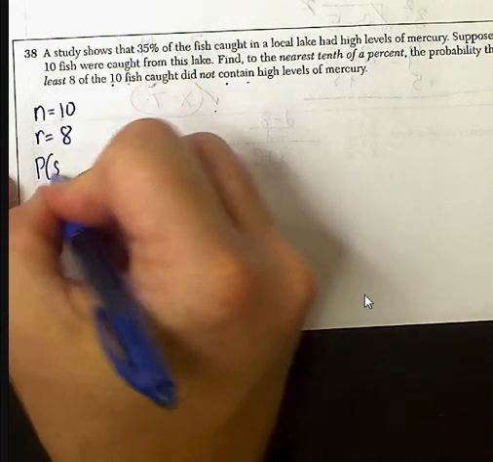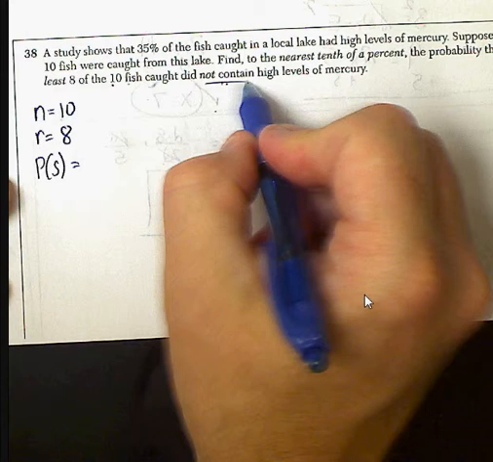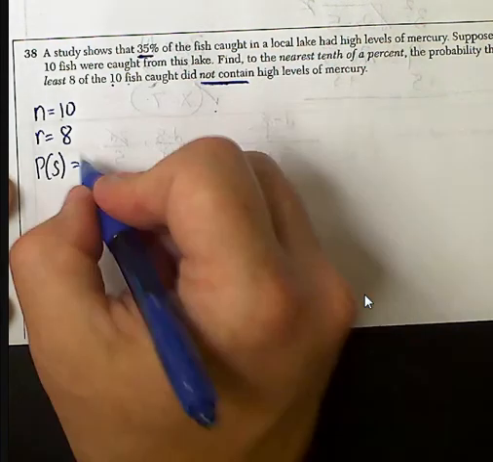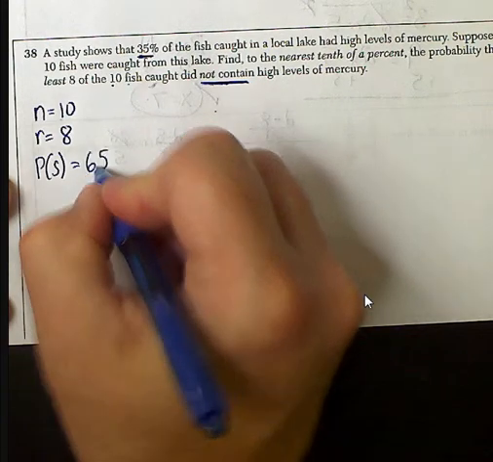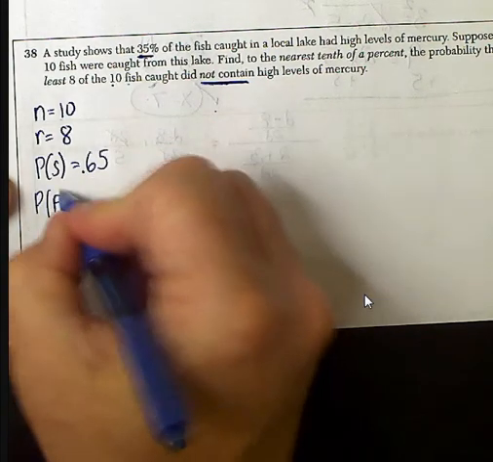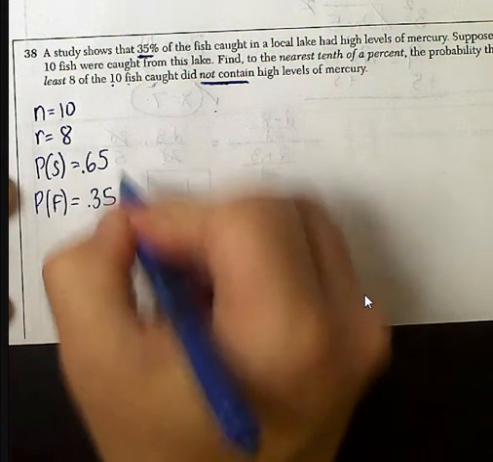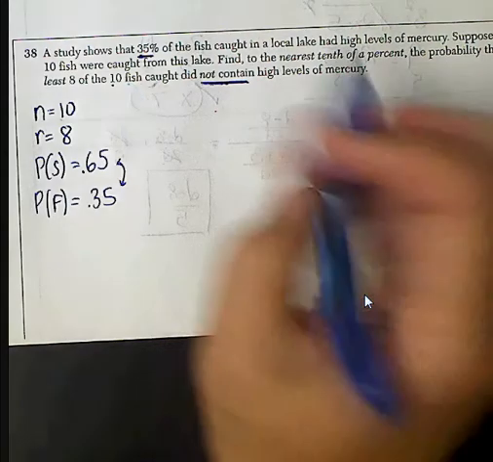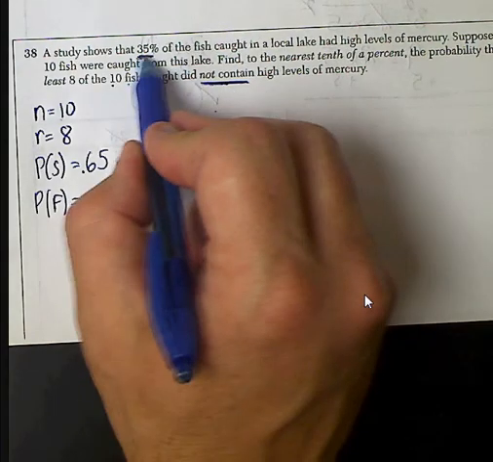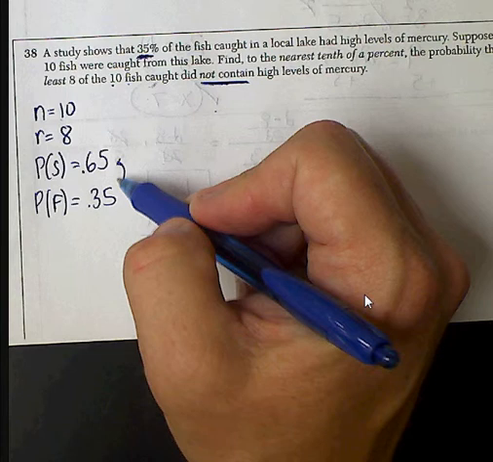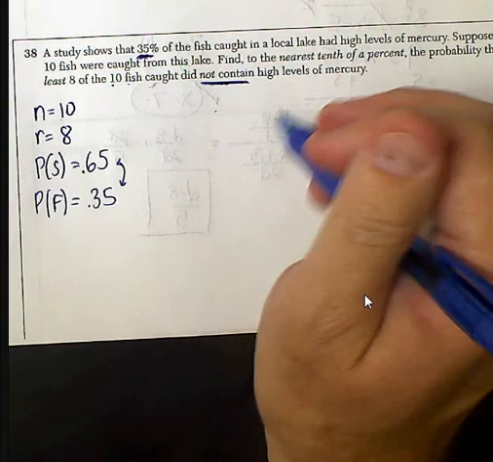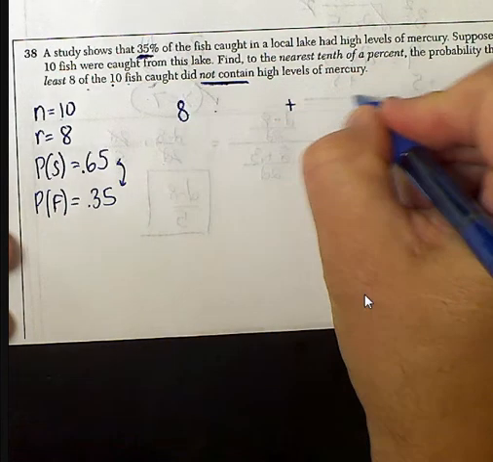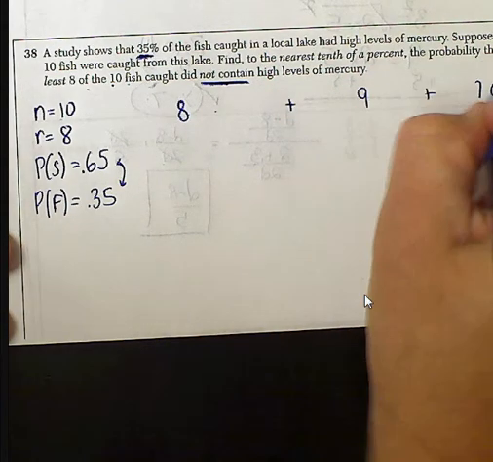Your probability of success is going to be a fish that does not contain. Well, the probability that it does contain is 35. The probability it won't contain will be 0.65. Very important that you make sure you understand those 2 pieces and why. They're looking for not containing. This is the probability it will contain. So your success is it won't contain, which is 0.65. At least 8, that's 8, 9, and 10.